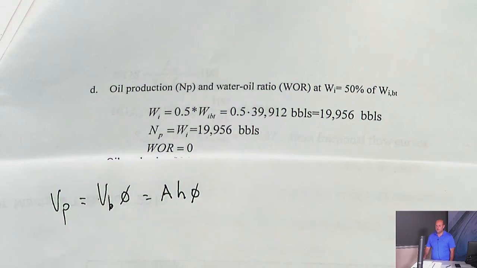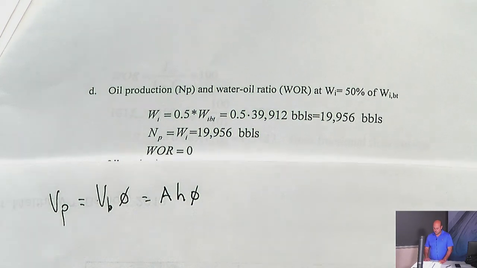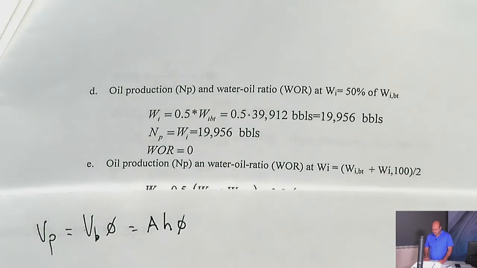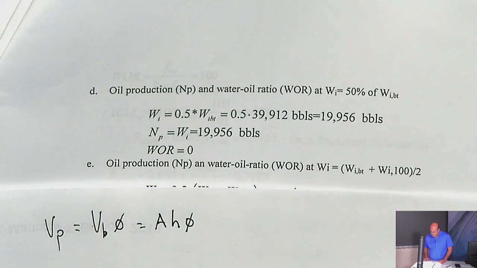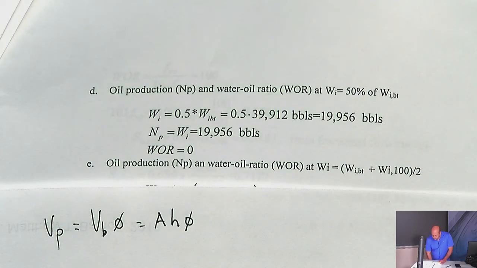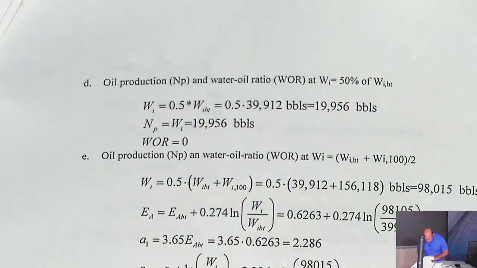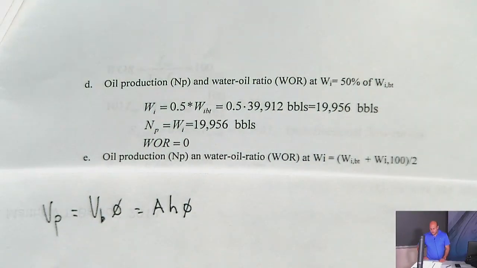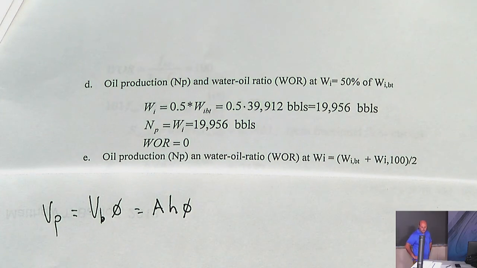The water-oil ratio is 0, and this is true because and only because we're at irreducible water saturation. So the water that's present is not moving. The next question, this will be the final one probably today, is what would be the oil production? Don't worry about the water-oil ratio, but what would be the water production at a value that's in between the breakthrough water injected and 100% sweep efficiency?